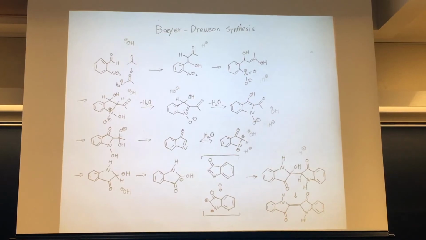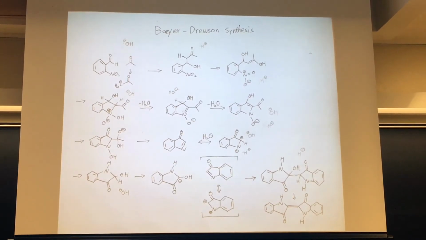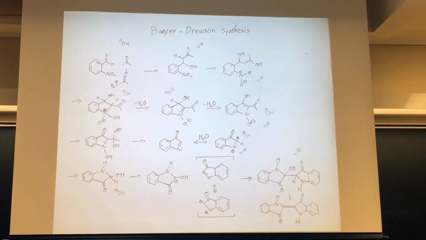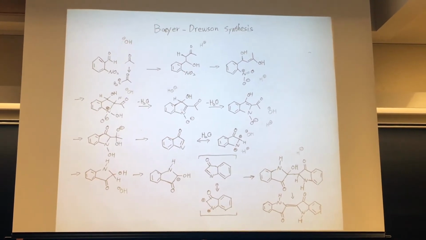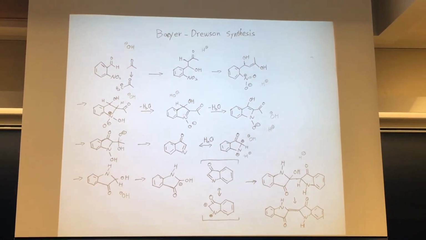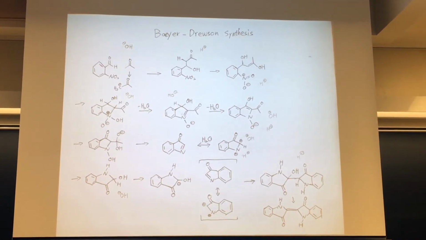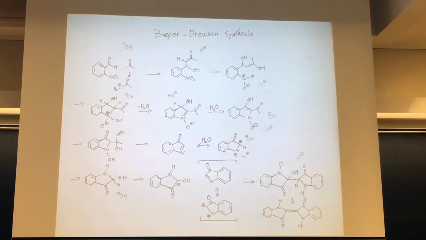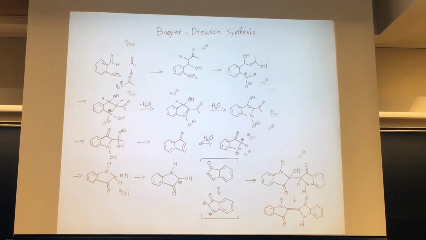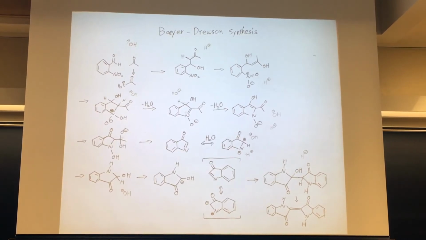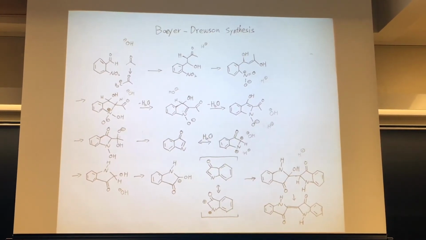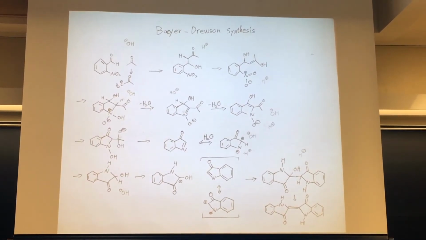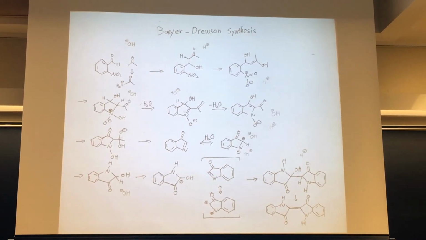One of the best methods is Baeyer-Drewsen synthesis, which uses 2-nitrobenzaldehyde and acetone as the starting materials. As both of them are cheap and easy to obtain, Bayer won the Nobel Prize in 1905 with his method of synthesizing indigo dye. Here's the mechanism of the whole reaction.